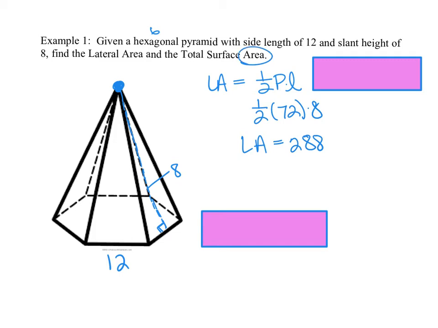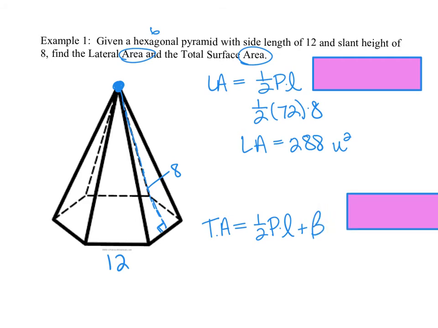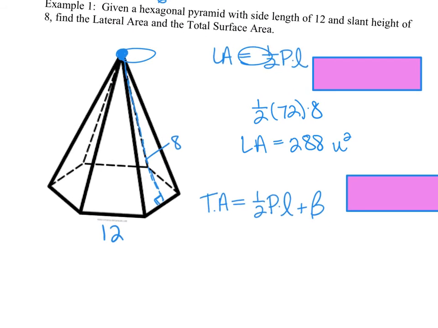We're talking area here, so we're going to use units squared because the units were not specified. All right, pretty straightforward there. We didn't have to find anything. The next is the total surface area. So remember, total surface area is everything the same, 1/2 perimeter times slant height, but now we're adding the area of the base, which is the tricky part in this case.